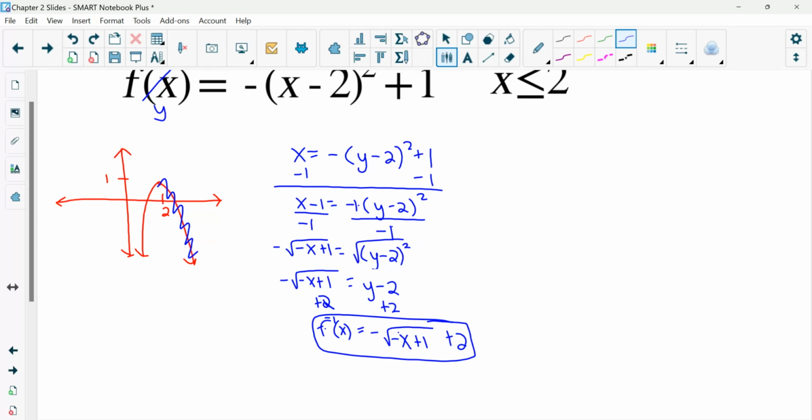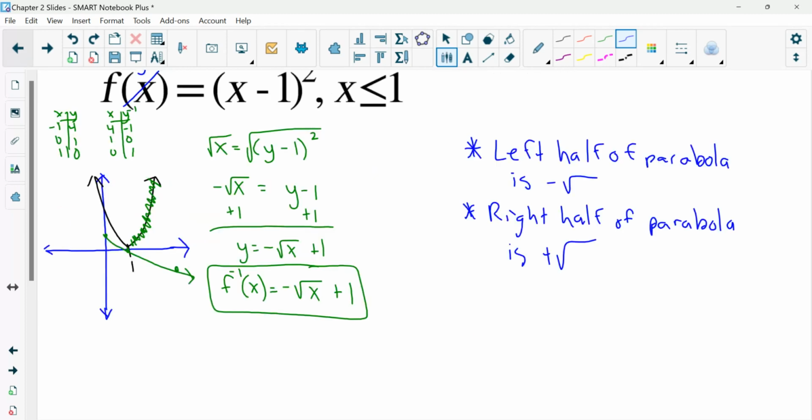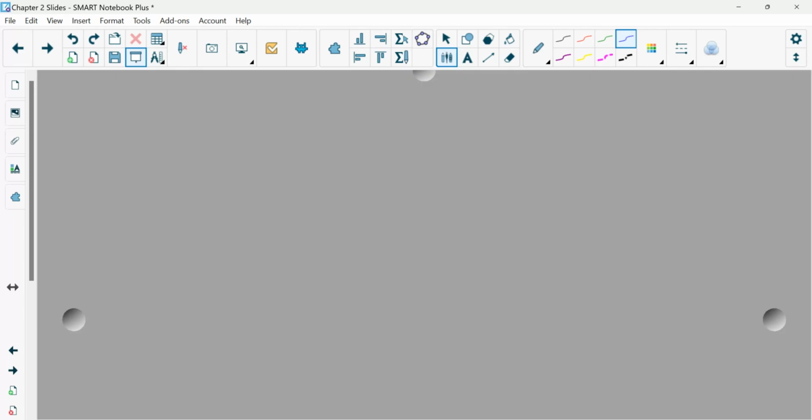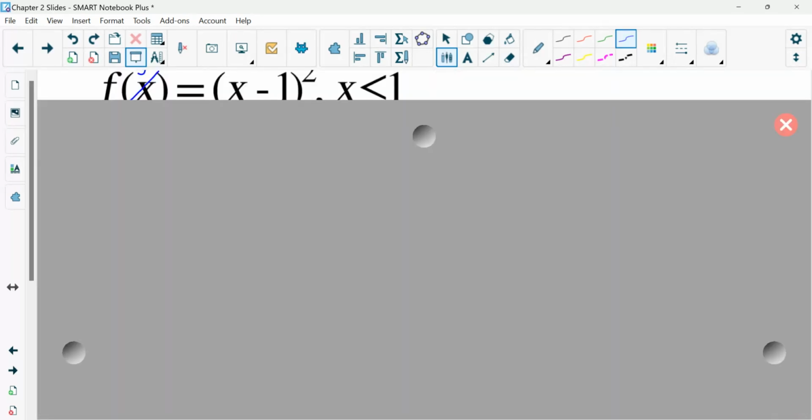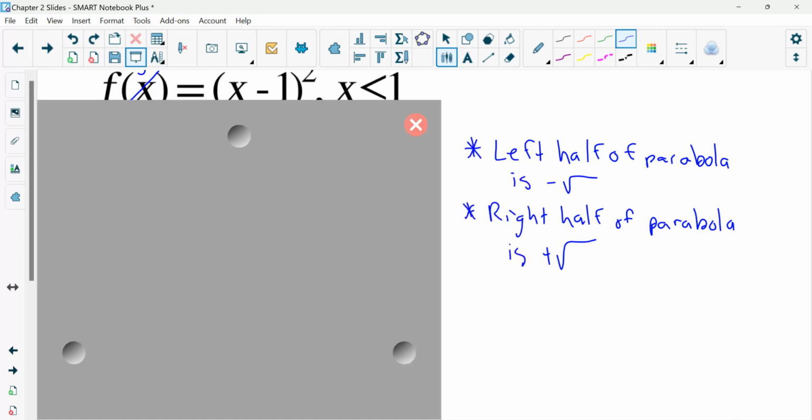So I'm going to have you guys write something down because it helps you remember if you're going to have the positive square root or the negative square root. Okay, so if you have the left half of the parabola, you're going to use the negative square root. You'd have the left half if it had a less than or equal to symbol. That's what we had before on that previous problem.